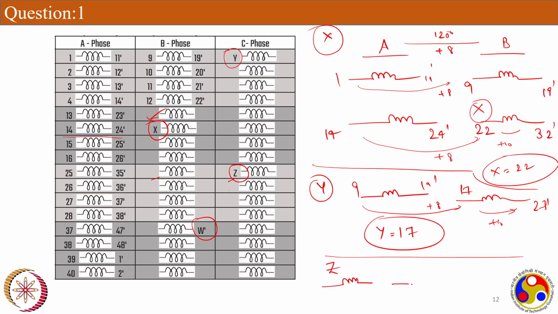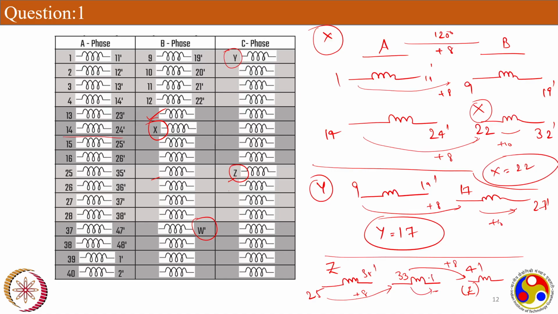25 and 35, this one and this one. So this is 25, 35 dash, and we know this one is plus 8, this one is 33, and this one is plus 8, and this one is 41. This is Z, right? This is 41. Okay, this one anyhow you can just fill 10.